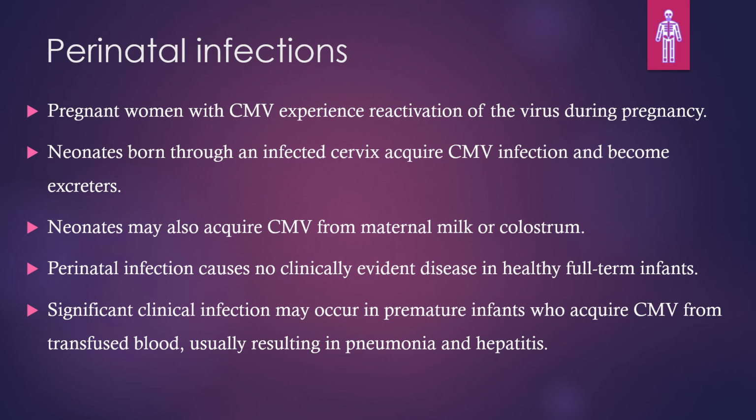Perinatal infections. That is, if a pregnant woman harbors the cytomegalovirus, acquired through sexual activity or blood product transfusions, in the cervix, it may cause a reactivation of this virus during pregnancy. Approximately half of the neonates born through an infected cervix acquire this cytomegalovirus infection, and they become excretors of the virus at 3 to 4 weeks of age.